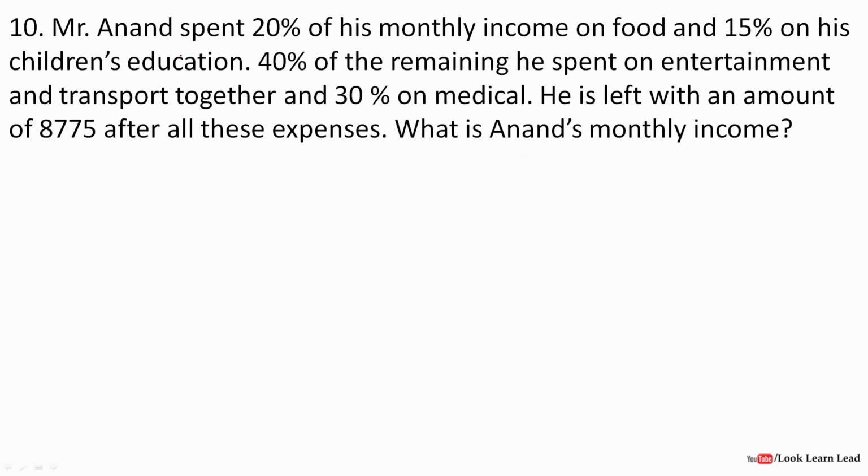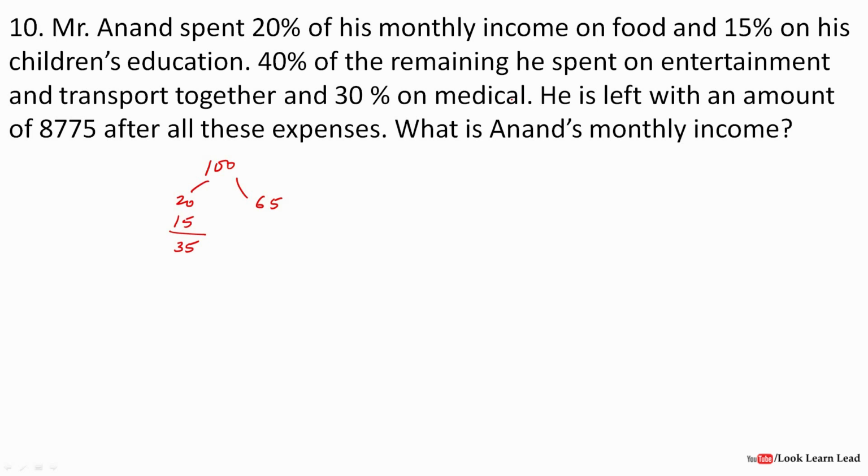Anand spent 20% of his monthly income. So okay, whenever these types of questions are there, just take initially that you have 100. So he spent 20% of his monthly income on food and 15% on his child's education. So 20 plus 15, how much is it? It is equal to 35. So what is the remaining one? Remaining is 65.